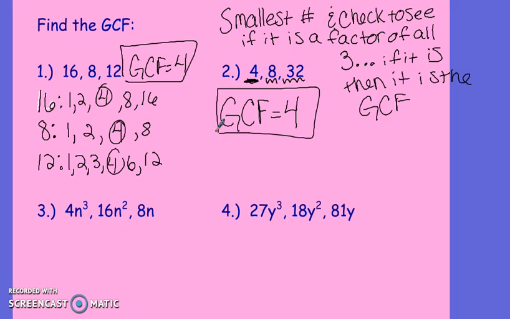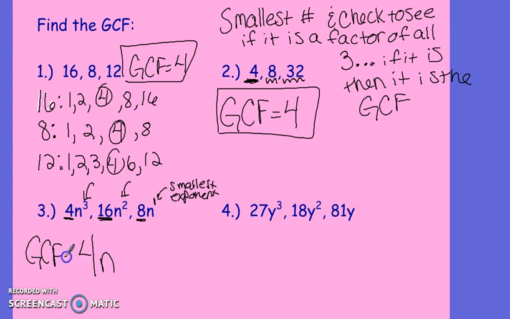Now, whenever you look at number 3, let's look at the numbers, the coefficients. 4 goes into 4, yes. Does it go into 16? Yes. Does it go into 8? Yes. So I know my GCF is 4. Now let's look at our exponents. We have cubed, squared, and this is a 1. 1 is my smallest exponent. So I can't have any more n's than 1 here. So the GCF would have to be 4n.